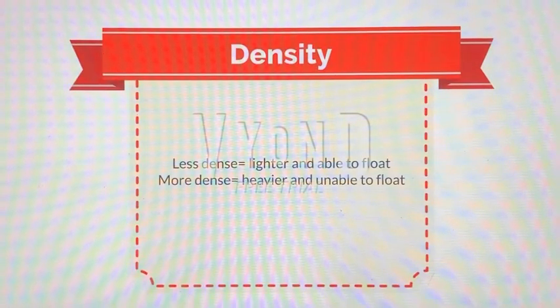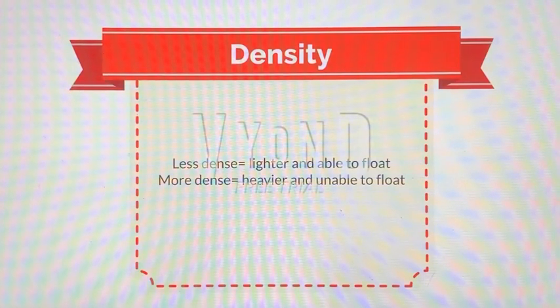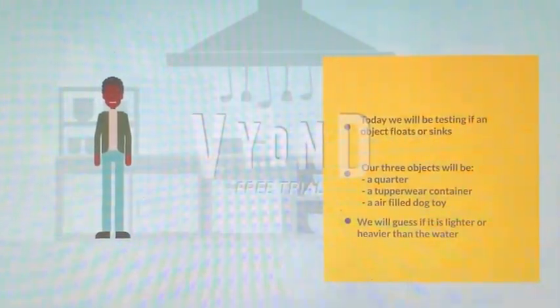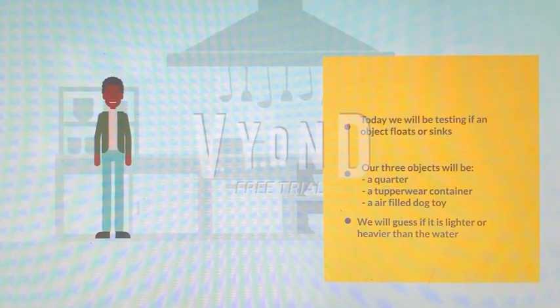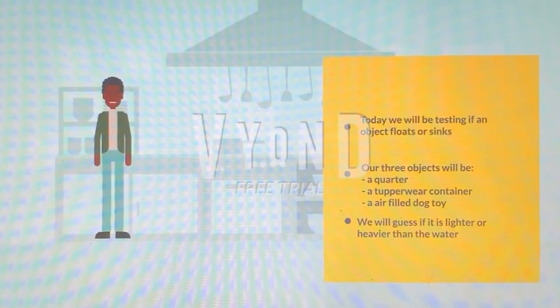Density. Less dense means lighter and able to float. More dense equals heavier and unable to float. Today we will be testing if an object floats or sinks. Our three objects we will be testing are a quarter, a Tupperware container with a lid, and an air-filled dog toy. We will guess if it is lighter or heavier than the water and make our predictions before the experiment.